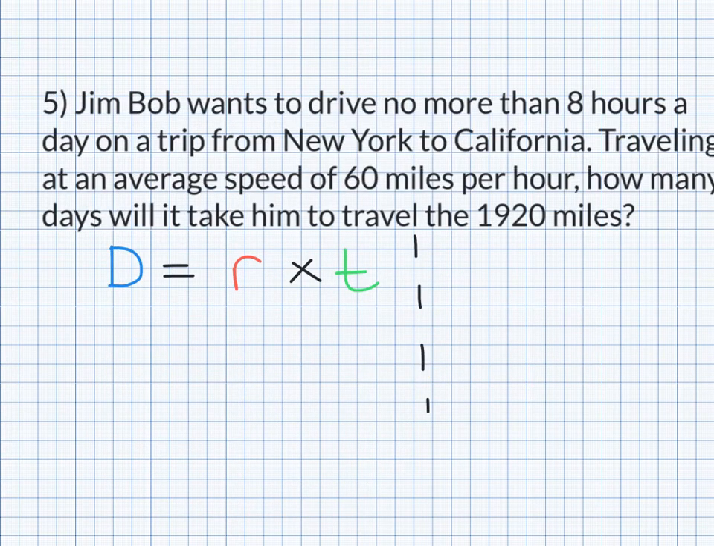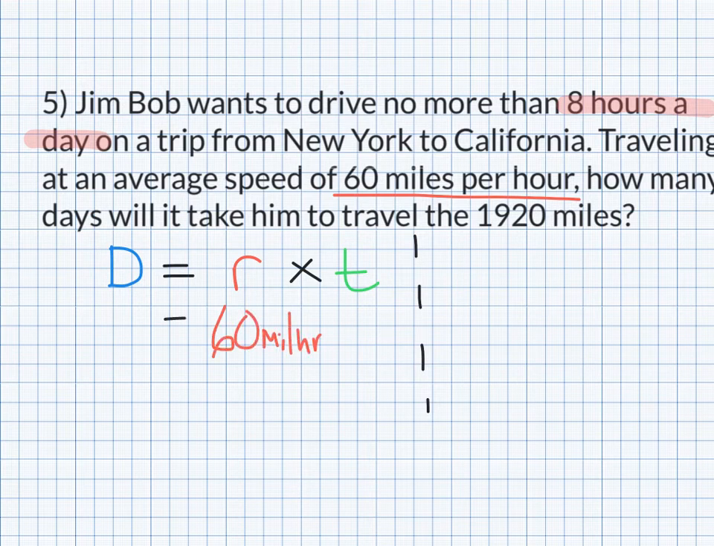All right, the last problem. It's a little trickier than the others. Jim Bob wants to drive no more than 8 hours a day. So we're not going to use that for our final answer because we need to know how many hours the whole trip's going to take first. So he's traveling at an average speed of 60 miles per hour. So that's our rate at which he's moving. So we'll replace the rate with 60 miles per hour.